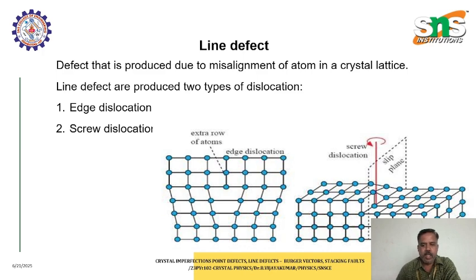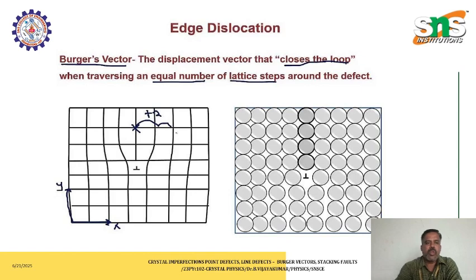This picture clearly explains edge and screw dislocations. An extra row of atoms is missing, the atom positions change, and the slip plane is formed in screw dislocations. The Burgers vector is the displacement vector that closes the loop when taking an equal number of lattice steps around the defect. So the missing atom has a particular direction and magnitude, and we call this the Burgers vector.